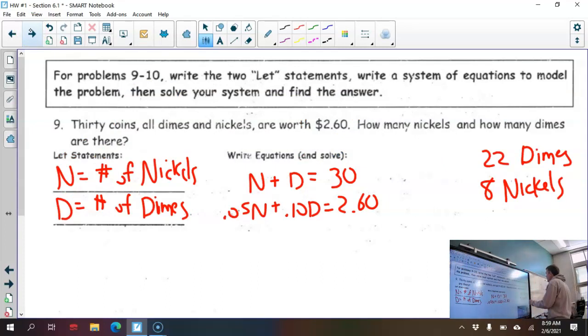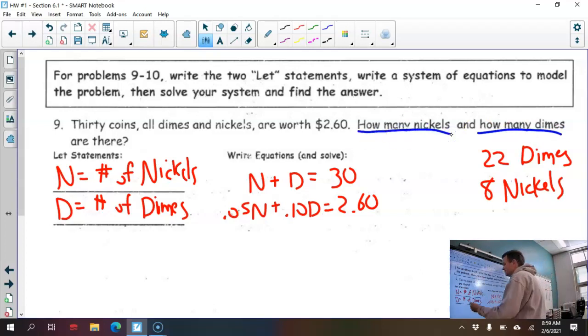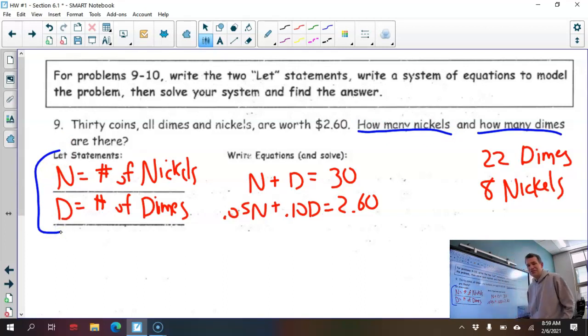So number 9, the question is, how many dimes and how many nickels are there? So my variables represent the answer to the question. I got fancy this time and have N nickels and D dimes. And then I wrote the same equations. The first equation is total number, which is 30. And the second equation is total cost, or maybe you consider it value, right?